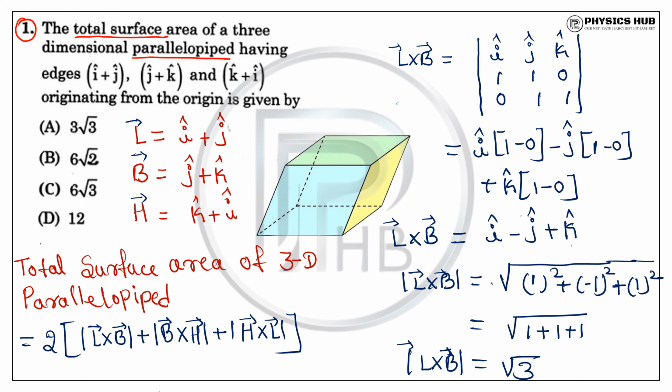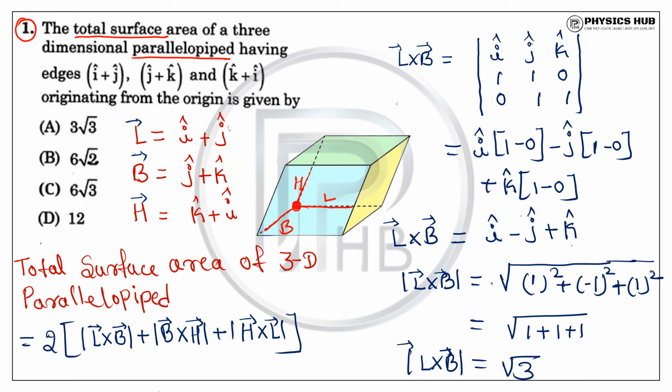So let us consider this is our origin. So this is the length of the parallelepiped, this is the breadth, and this is the height. So consider L is equal to i cap plus j cap, B is equal to j cap plus k cap, H is equal to k cap plus i cap. So we know that total surface area of three-dimensional parallelepiped is given by 2 into bracket mod of L cross B plus mod of B cross H plus mod of H cross L.